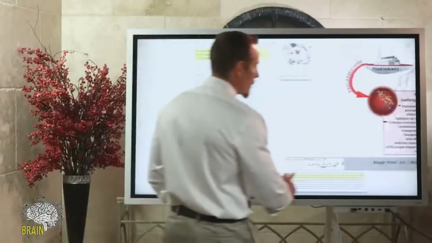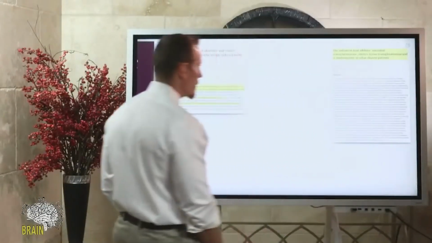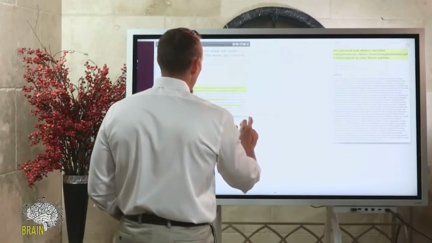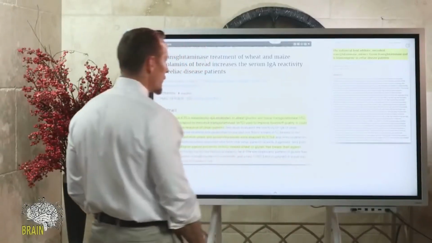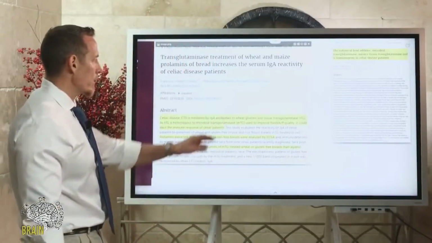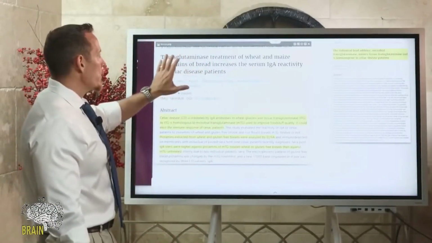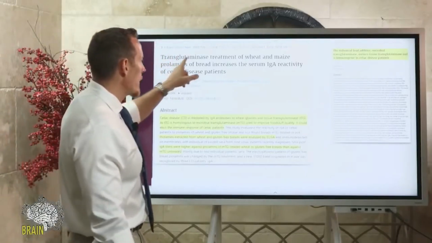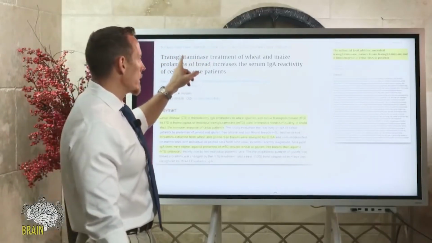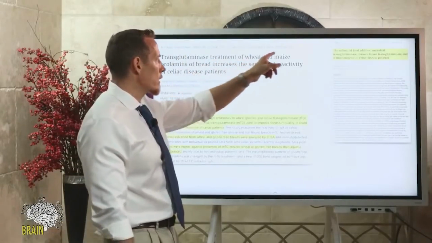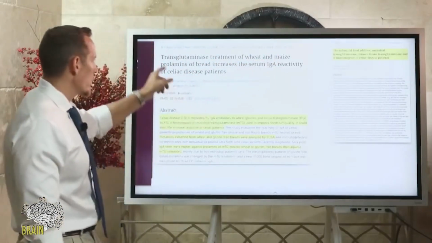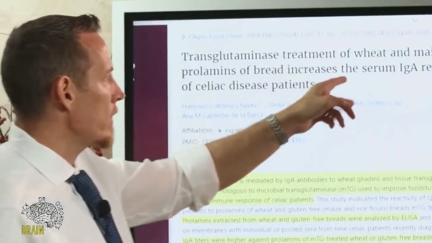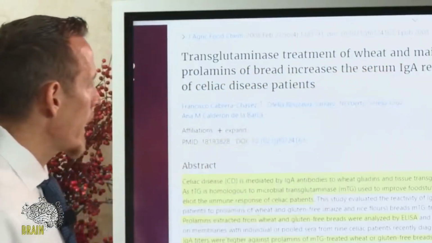I mean, if you had it once in a while on an accidental type basis, it probably wouldn't be as big of a deal. But if you're eating all these processed and packaged foods, you're going to run into some problems. You can see here, this was published in the Journal of Agriculture and Food Chemistry, transglutaminase, again, meat glue, the treatment of meat glue, using meat glue on wheat and corn. That's what maize is, corn, prolamines. These are the wheat and corn glutens, okay, of bread, increases the reactivity in celiac disease patients.